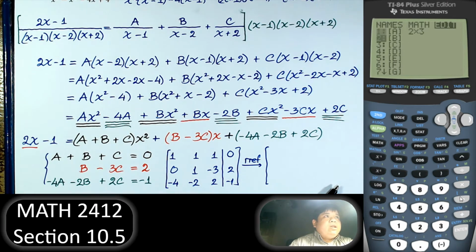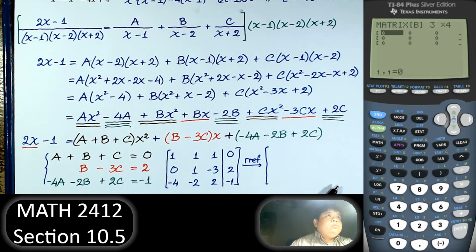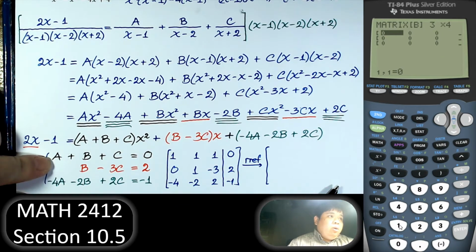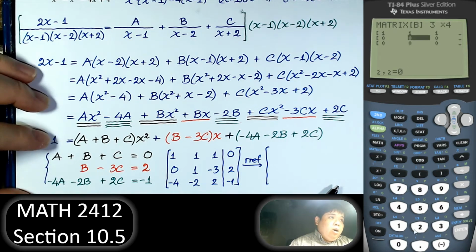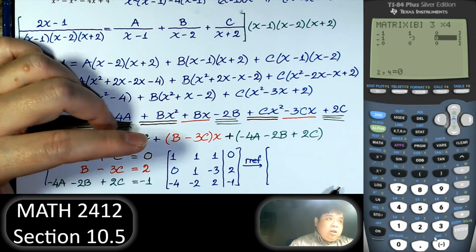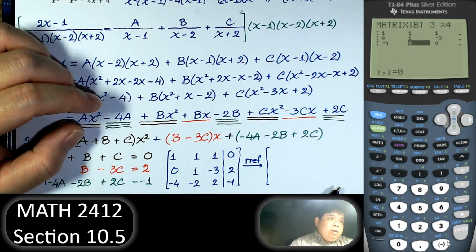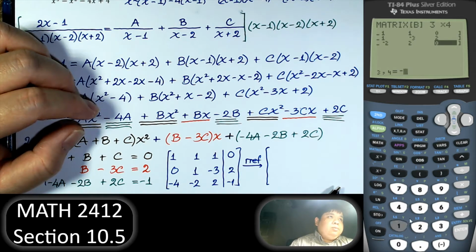Let's go down to matrix B. 3 rows, 4 columns. Right, 1, 1, 1, 0, 0, 1, negative 3, 2, negative 4, negative 2, 2, negative 1.